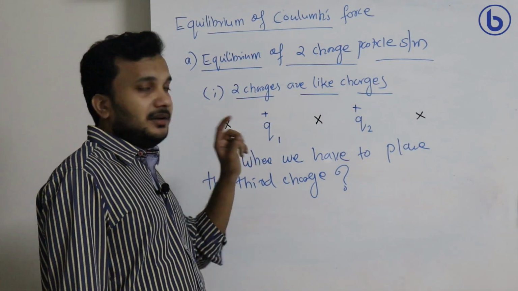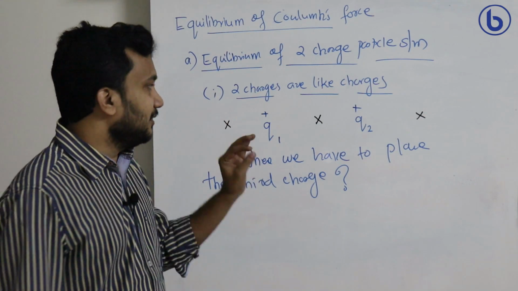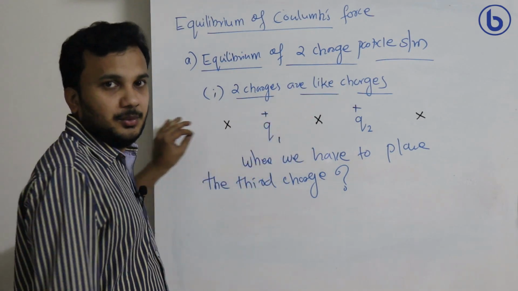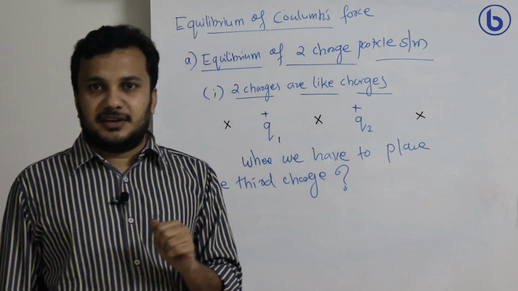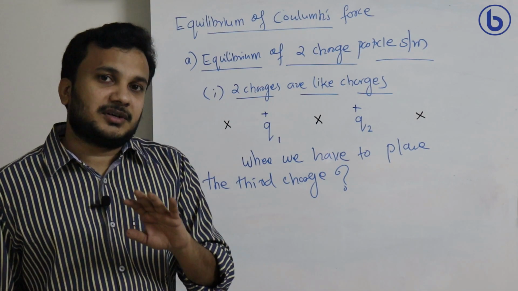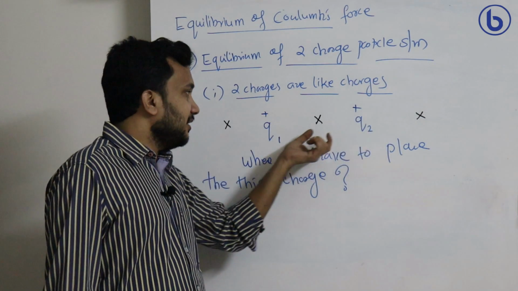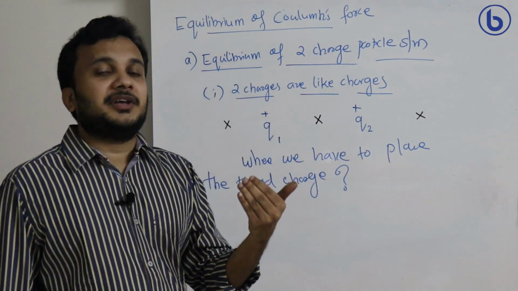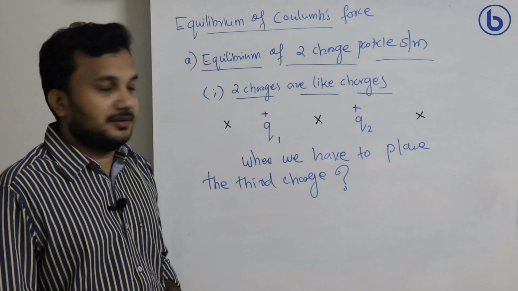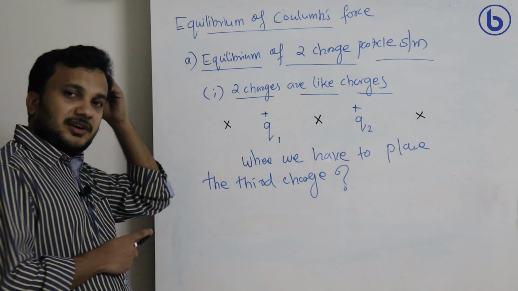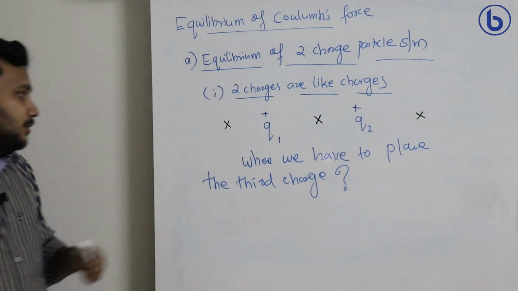Now we know we require a minimum of two charges to have a Coulomb's force. Now I have a third charge. That third charge I can place anywhere in the system. We have three options, either to the left, the middle, or the right, where I will keep the third charge, so that the newly added charge will come into equilibrium. That is the idea we are going to analyze. So I am going to place a third charge here, and we'll see what we get. Okay, let's continue.